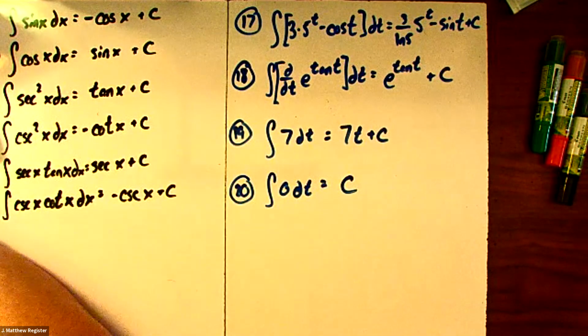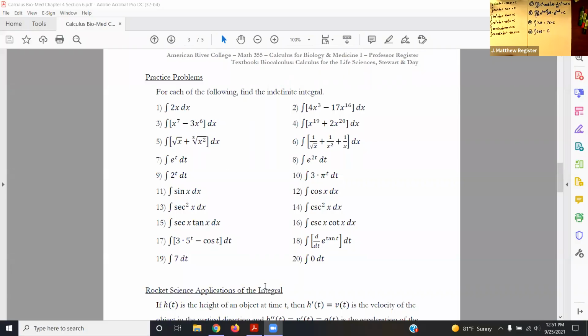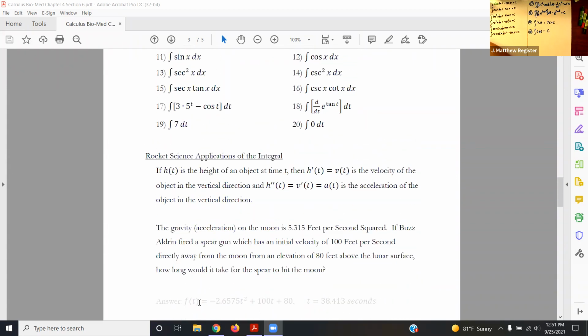And so those are those 20 introductory problems. And for the most part today, we just want to introduce this idea of the antiderivative. Let's work through an application real quick, though. And this is a rocket science application. And if you want, I do have the answer written down here. But this is kind of a fun one because it introduces how we can start to think about the antiderivatives.